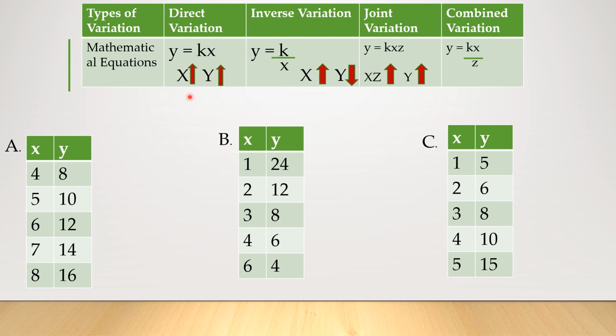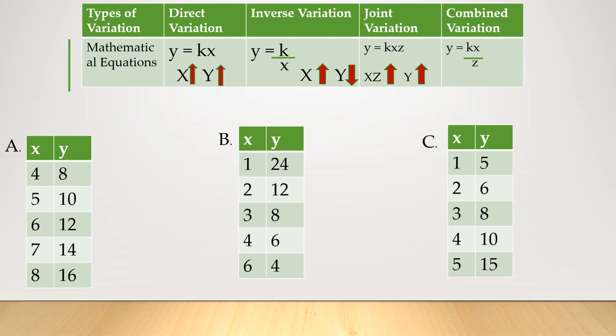That's the first step: you are going to identify the values of x and y. Since in this example, A, B, and C only involve two quantities or two variables, the choices are either direct variation or inverse variation. Now, check the values of x: 4, 5, 6, 7, 8, increasing. How about the values of y? 8, 10, 12, 14, 16, increasing also. Which means direct variation, but not yet. You need to check one more.